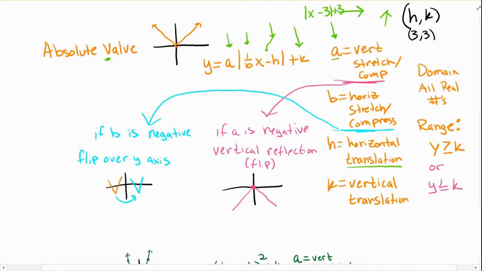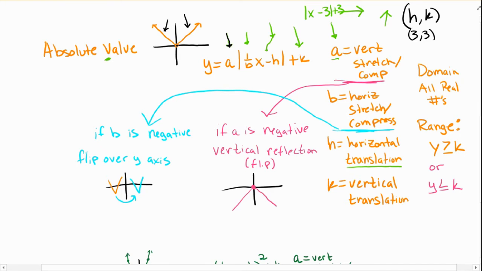Now, the other thing about the a value here that is nice about absolute values is that the a value really just determines what the slope of this line here is on the right, and then the negative of that would be the slope on the left because it is a symmetrical function. The a value, just as a heads up, can be negative, and if it's negative, that's going to flip the v upside down.